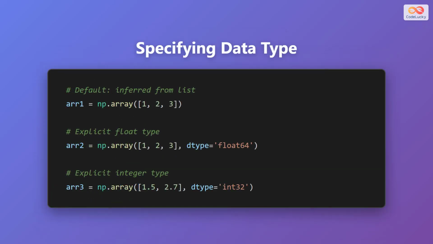By default, NumPy infers the data type from your list elements. However, you can explicitly specify the data type using the dtype parameter. In the first example, we create an array without specifying a type, so NumPy automatically determines it. In the second example, we add dtype equals float64 to create an array of floating point numbers, even though our input list contains integers. In the third example, we pass a list of decimal numbers, but specify dtype equals int32, which will truncate the decimal values and store them as 32-bit integers.